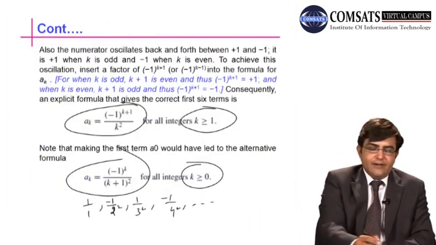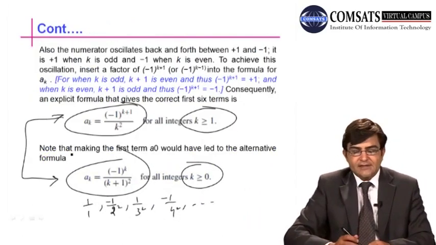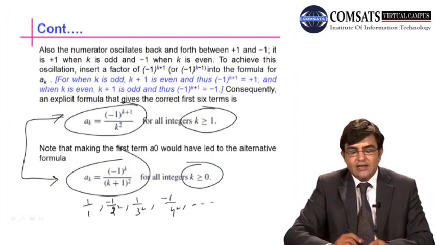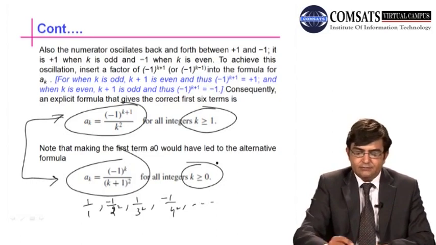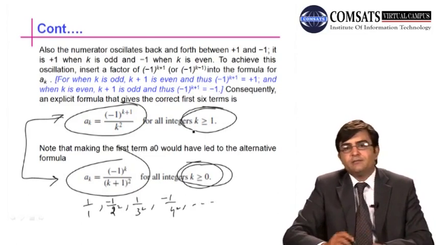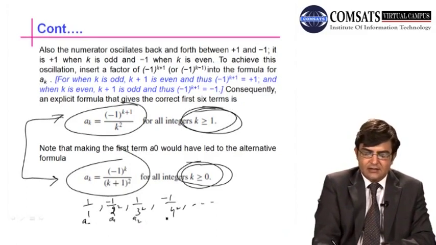So these are two different explicit formulas which express the same sequence. But what is the difference between these two formulas? The difference is the domain. Here the domain is starting from 0, here the domain is starting from 1. So here, this is basically A0, this is A1, this is A2, this is A3.